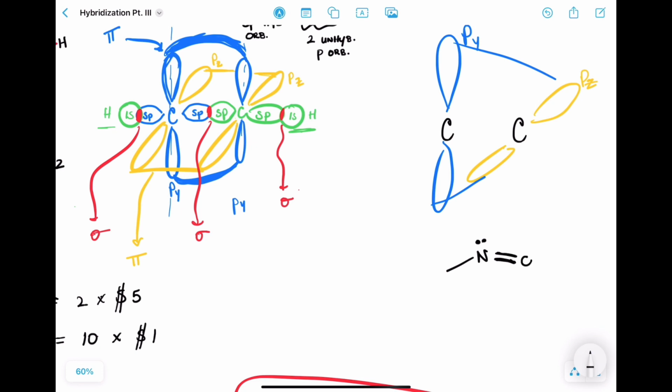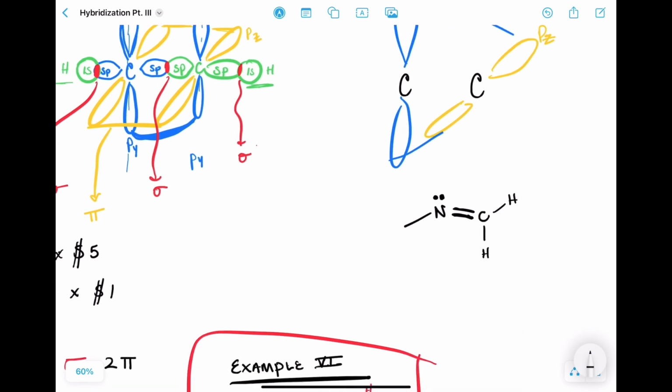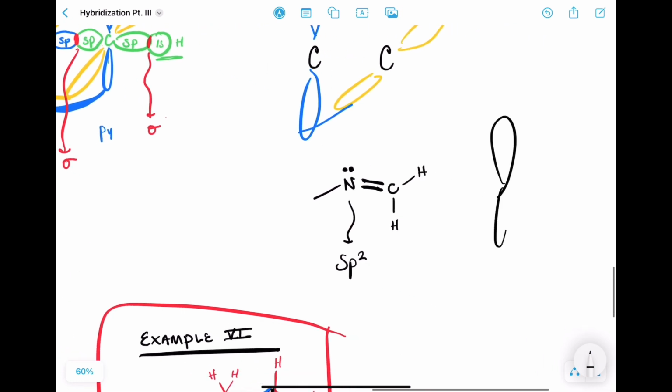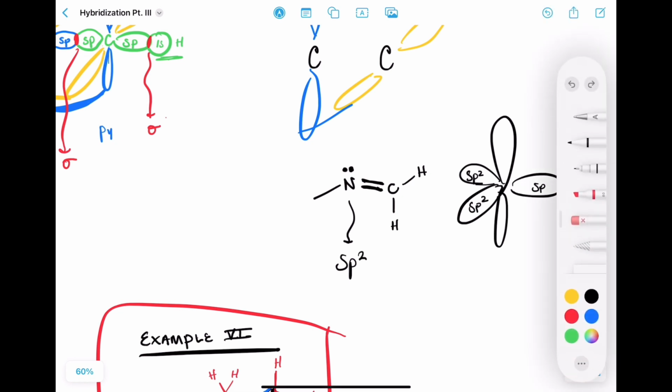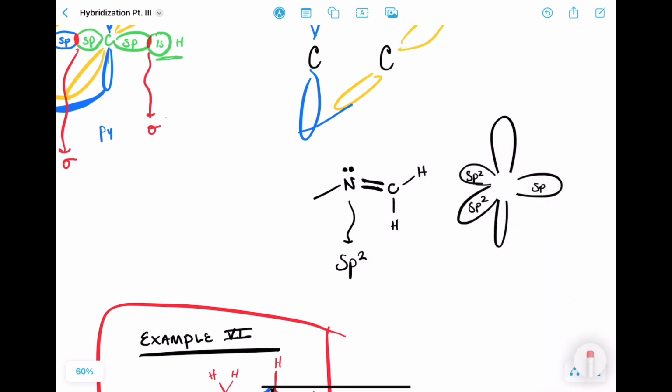So we have nitrogen. Nitrogen essentially is going to have an sp2 hybridization. So we're going to have an empty p orbital and 3 essential sp2 orbitals, right? So let me go ahead and draw this. And so this is nitrogen. Let me see if I can create a little bit of space for it. There we go.